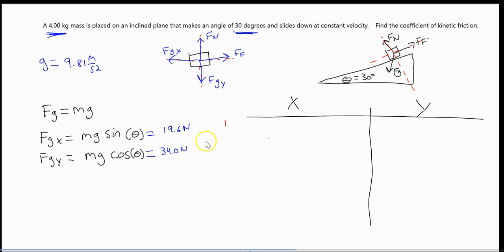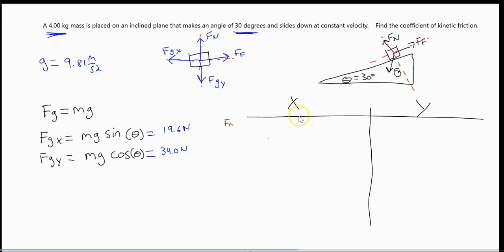In other words, this full weight can be thought of as having an x component of 19.6 newtons, which is what causes the mass to slide down the plane. So this x component is the one pulling the mass down the plane, and this y component is the one pulling the mass into the plane.